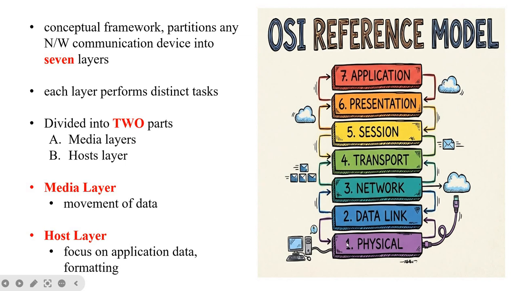So here the media layers, that is 1, 2, and 3, are responsible for the movement of data across the network from one physical location to another. And the host layers, that is 4, 5, 6, and 7, live inside the computer devices and focus on the application data, formatting, and ensuring the two programs on either end can understand each other. So in general, we can say that the media layers tell you how the message gets delivered, and the host layers tell you what the message says.